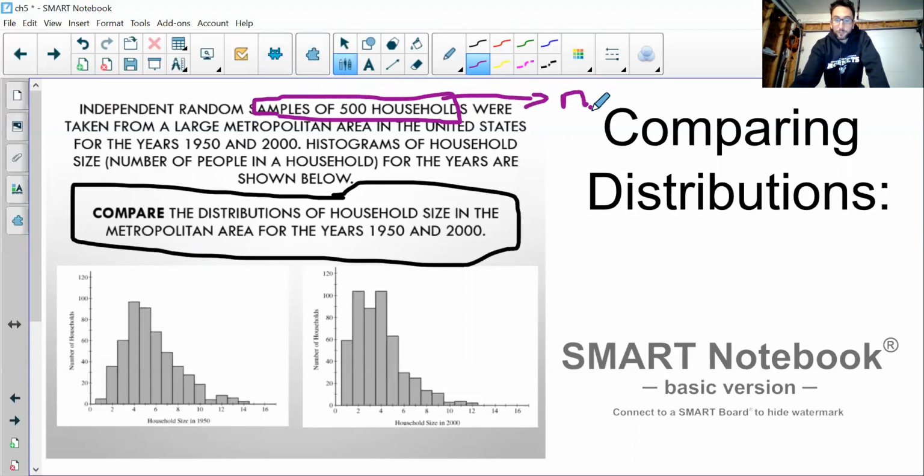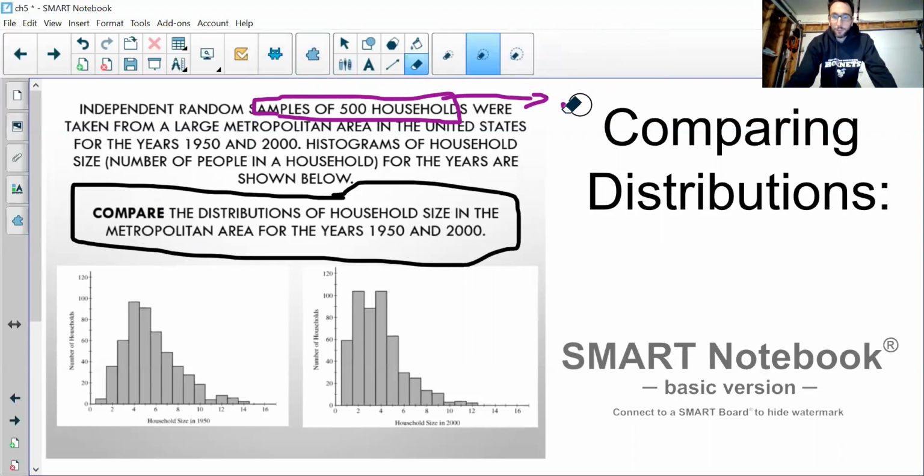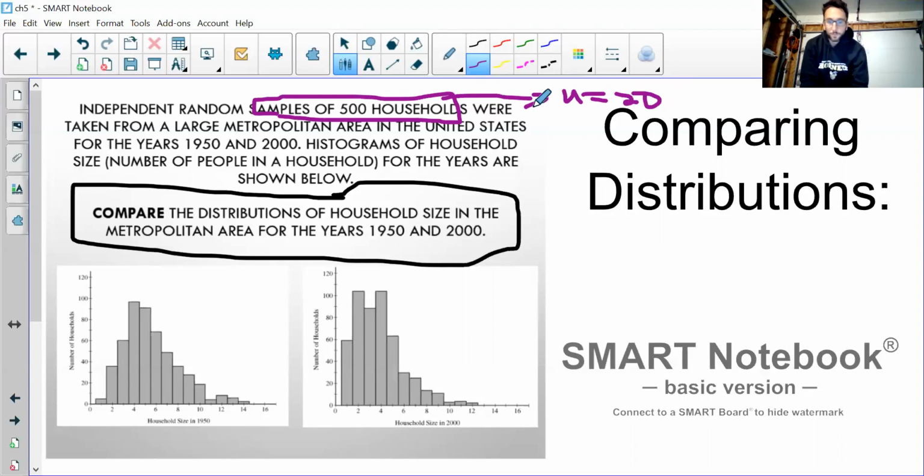So the sample size for both 1950, what am I doing? Why am I not using this tablet? The sample sizes for both 1950 and 2000 are 500, right? So that's important. Now, just so you know, a little other tidbit for you. Right now, in the beginning of statistics, we're not too concerned with this independent random samples element. But when we move forward and we start to look at hypothesis tests and confidence intervals in the second semester, this is going to be important information. So not now, but eventually.